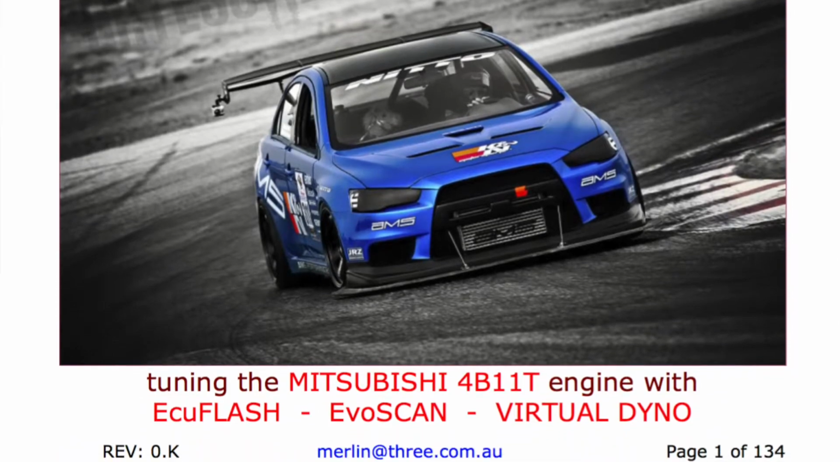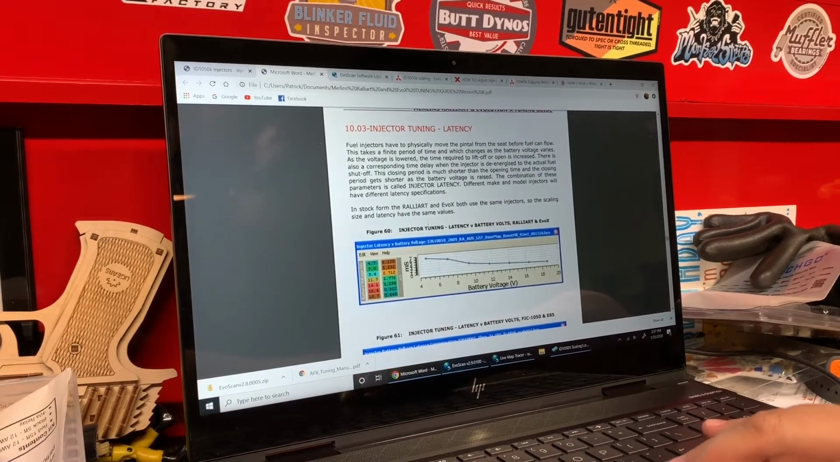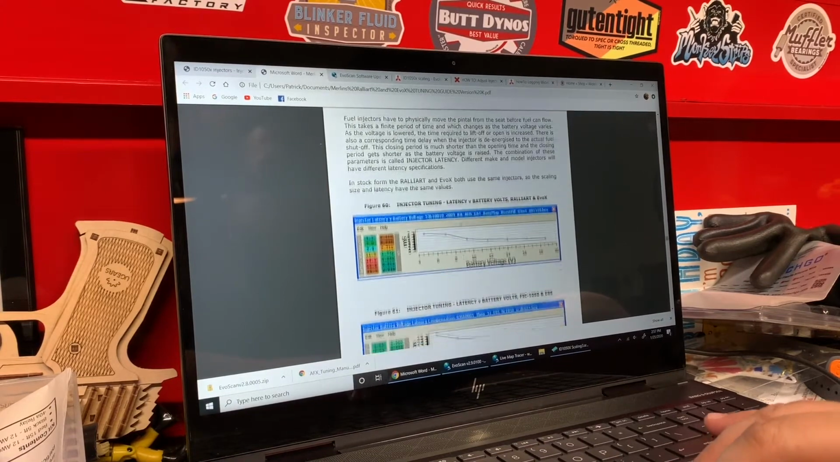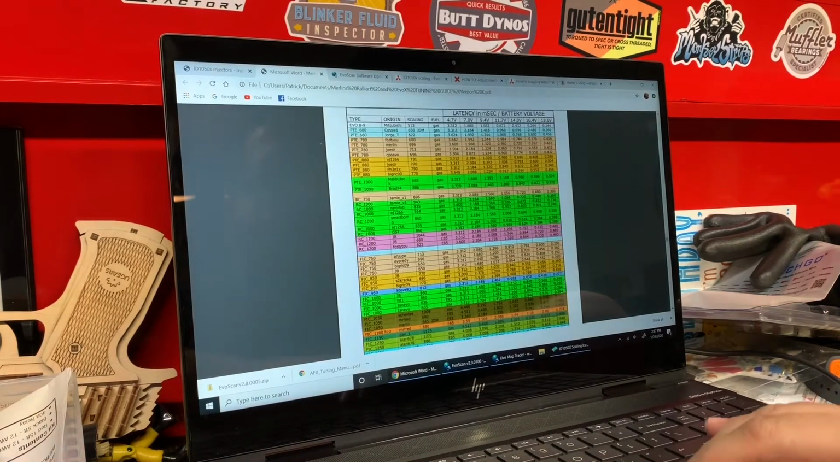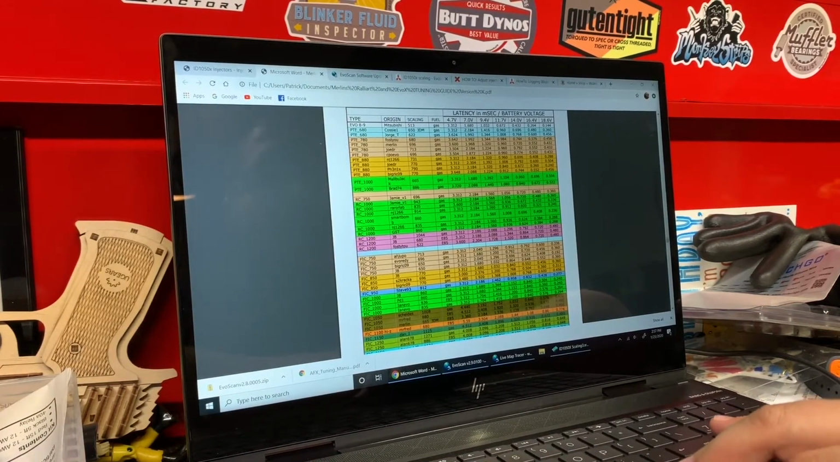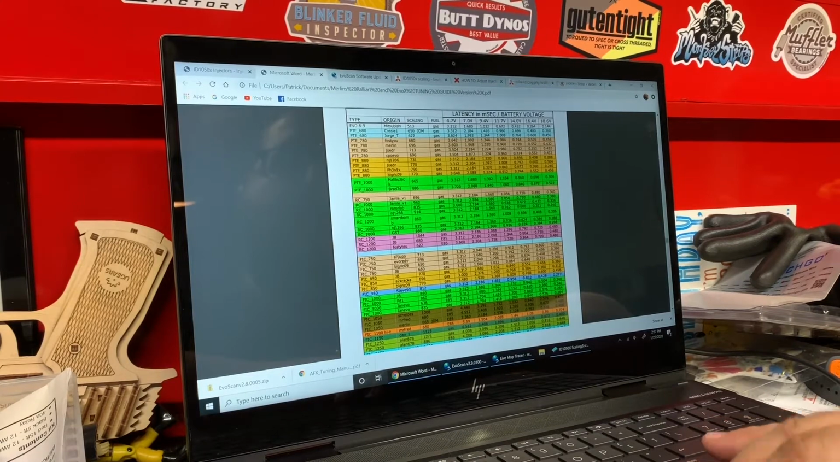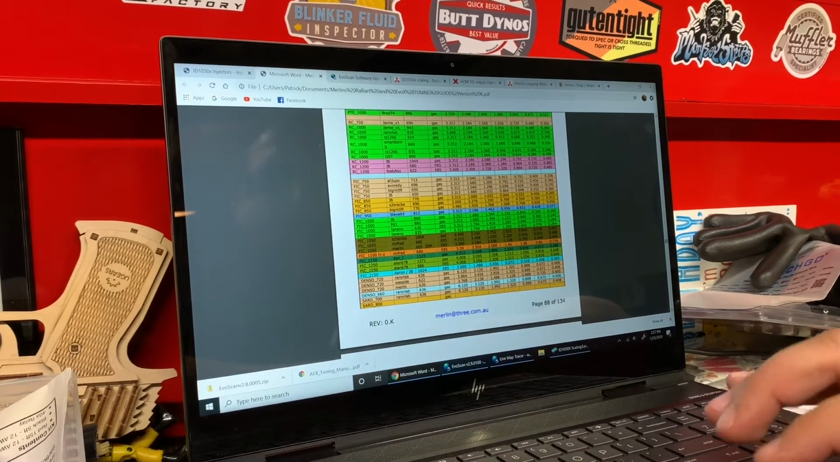I kind of brushed on this in some of my other videos. It tells you how to set up your latency per battery volts table, and also the scaling. There's a lot of examples in here of stuff that's worked for people. The only thing I found lacking was that in this table, it tells you the injector, what they scaled it to, what type of gas they're running, and what their latency table looked like. But it doesn't tell you anything about their other parts of their fuel system.